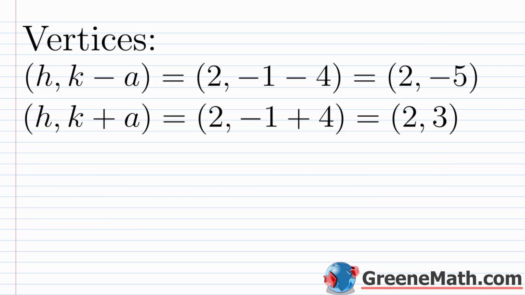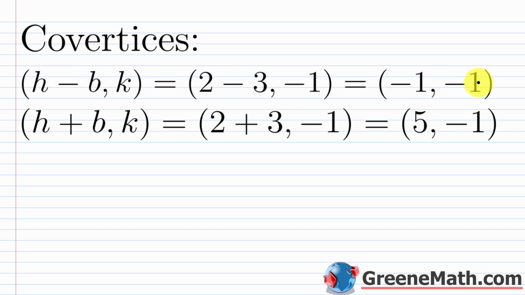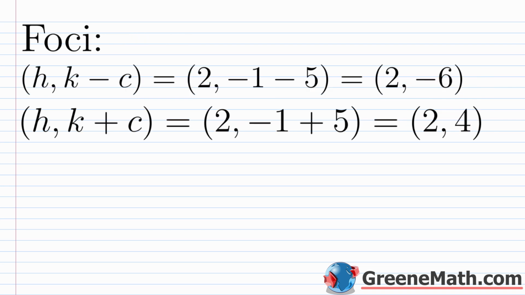I already wrote everything out. So your vertices, if you plug in, you're going to get 2 comma negative 5, and then 2 comma 3. Covertices, you're going to get negative 1 comma negative 1, and then 5 comma negative 1. And then your foci, you're going to get 2 comma negative 6, and then 2 comma 4.